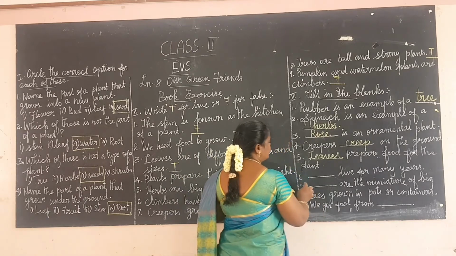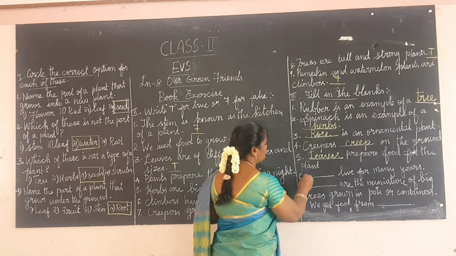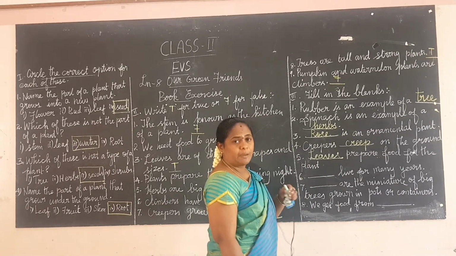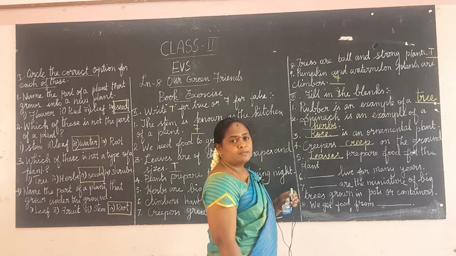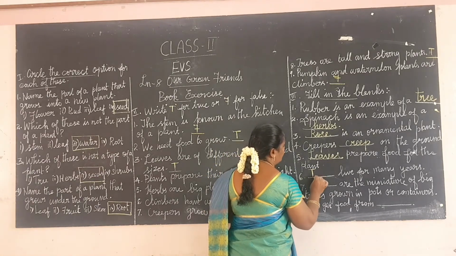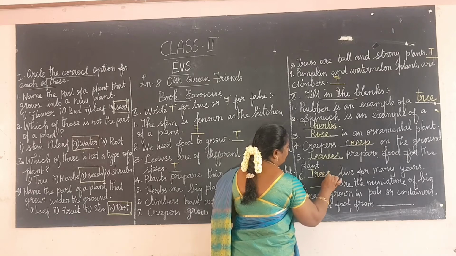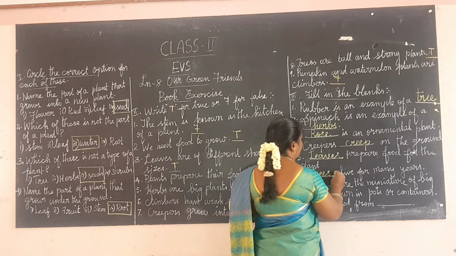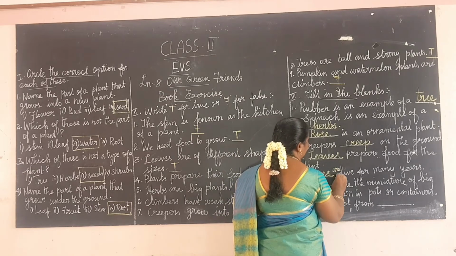And then sixth question, dash live for many years. Which type of plants live for many years? Trees. Trees live for many years. Spell the word trees. T-R-E-E-S. Trees live for many years.